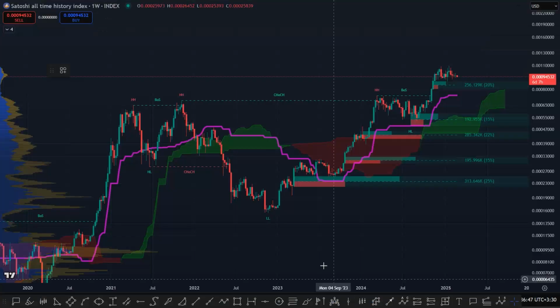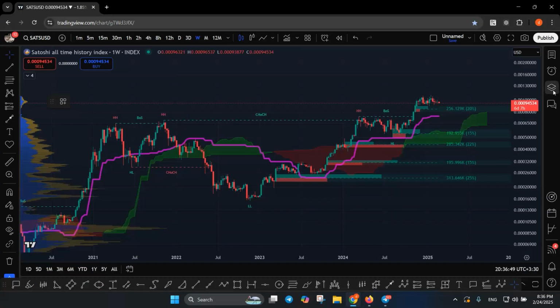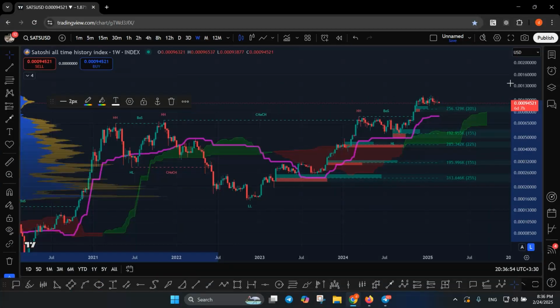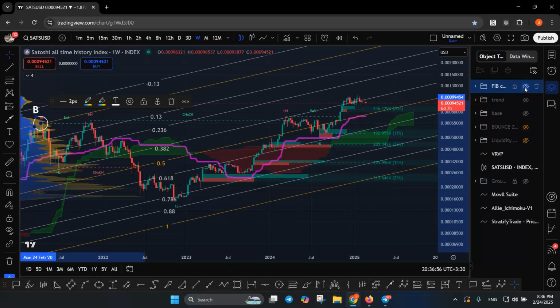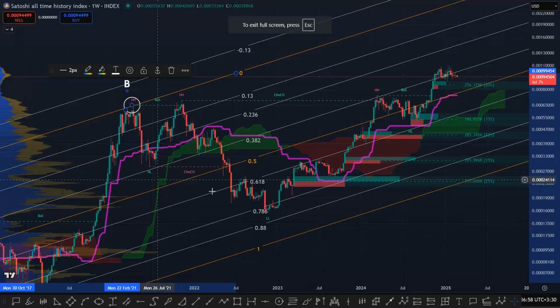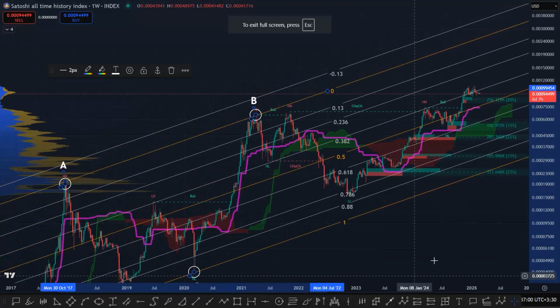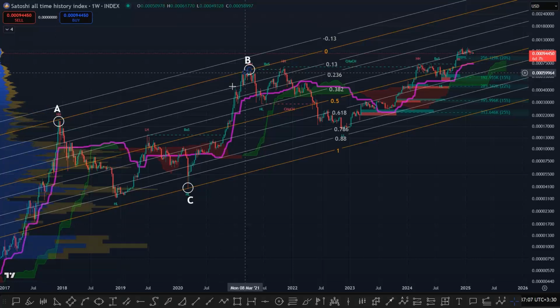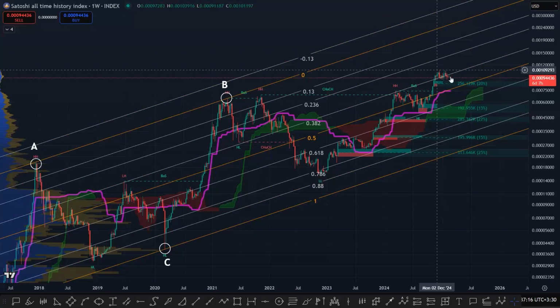Okay, so let's jump into the charts. In the charts, I'm going to use a Fibonacci channel in a weekly time frame. Okay, so we are currently in a weekly time frame, and if I connect these three points, the high from 2017, the high from 2021, and the low from 2020, the COVID low, we have a perfect ascending channel currently struggling with the 0.382 level of Fibonacci.